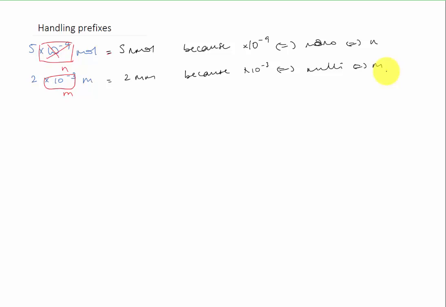And vice versa. Let's imagine we have 20 milligrams. There we can exchange the milli for times 10 to the minus 3. So the other way round from what we just did. And so it's equal to 20 times 10 to the minus 3 grams. Because times 10 to the minus 3 is equivalent to milli, or the letter m. So we can just swap in between those.